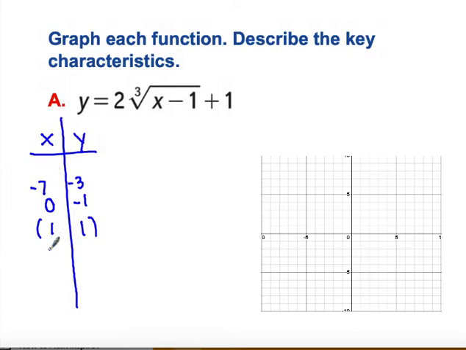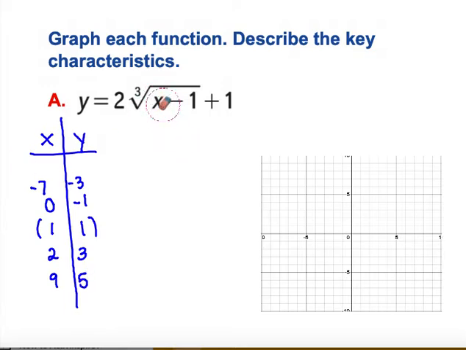I'm going to go in the other direction and pick a couple points. So I'm choosing 2 minus 1 is 1, times 2, the cube root of 1 is 1, times 2 plus 1 will give me 3. And then I'm going to pick 9, because again, if I pick 9 minus 1, that will give me 8. And the cube root of 8 is 2 times 2 plus 1 will give me 5.